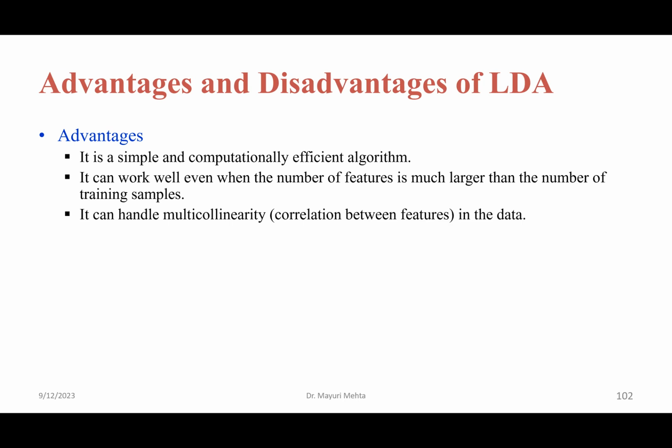This can handle multi-collinearity, that is, correlation between features in the data set. That's why we discussed that it finds the correlation. And if it finds that other features are representing redundant information, then they can be removed.